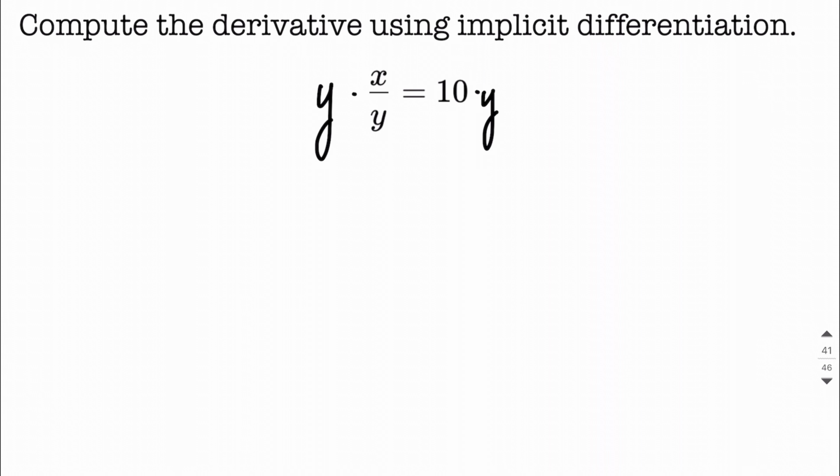So I'm going to multiply y on both sides of this equation. Multiplying and dividing by y is going to eliminate that, make a 1. So we get x equals 10y. All right, now what we want to do is take the derivative with respect to x.